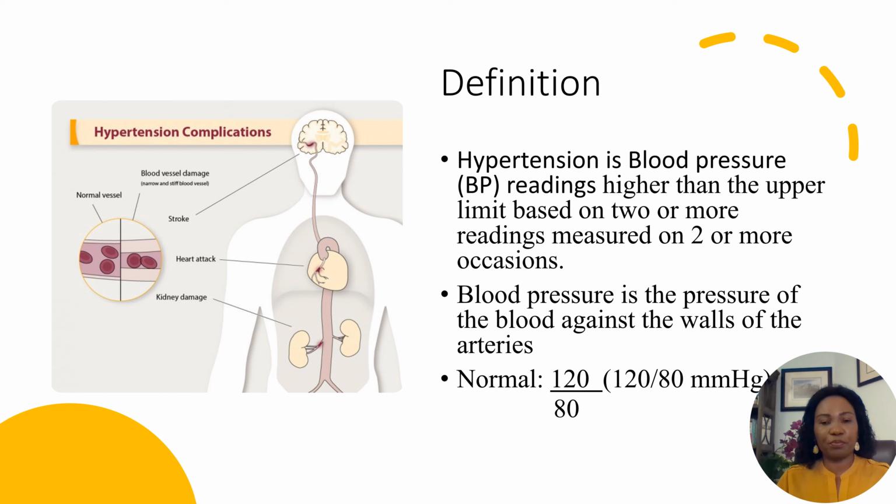Now, the normal blood pressure is 120/80. Those are the higher limits. 120/80. Blood pressure is measured in millimeter mercury, which is abbreviated mmHg. This is just a unit of pressure. All right, we're saying hypertension is blood pressure above the upper limit of normal. Let us define or describe hypertension or high blood pressure.